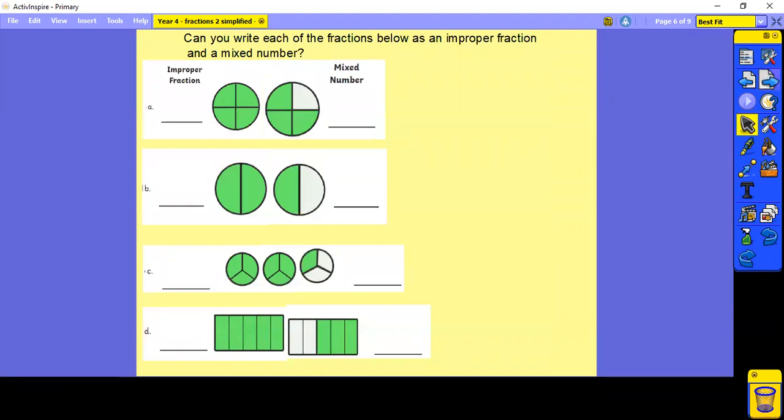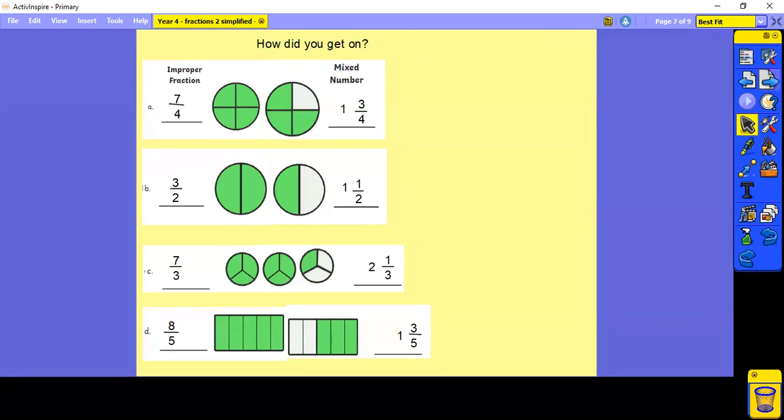Can you write each of the fractions below as an improper fraction on this side, and then the mixed number on this side? Pause whilst you have a try. How did you get on?